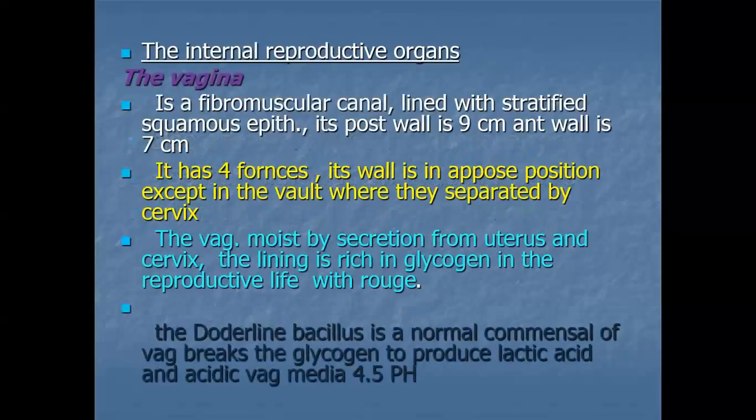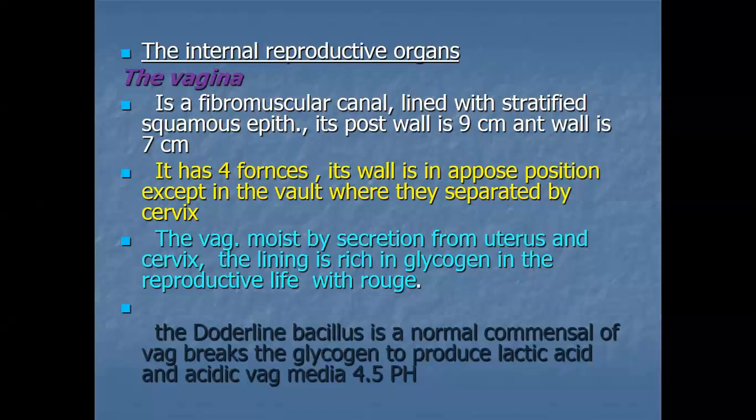The internal reproductive organs involve the vagina. It is a fibromuscular canal lined with non-keratinized stratified squamous epithelium. Its posterior wall is about 9 cm, longer than the anterior one, which is 7 cm. It has 4 fornices. Its walls are in apposition except in the vault, where they are separated by the cervix. That's to say, the cervix enters into the vagina. It creates 3 or 4 folds in the upper part of the vagina. We call them fornices. We have 2 lateral fornices, 1 anterior and 1 posterior.